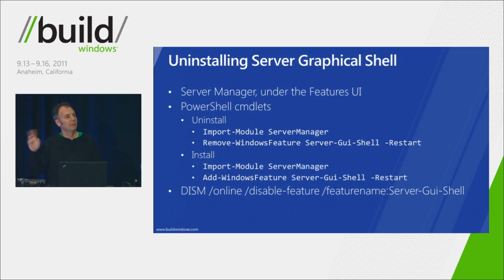And so uninstalling the graphical shell is very similar to transitioning to server core or working with any other feature or role. In Server Manager, it's available in the Features UI. You can uncheck it and reboot the system, and you'll be running without the GUI shell. You can also use the cmdlets to uninstall it, or DISM. And again, remotely, you can add and remove this as well.